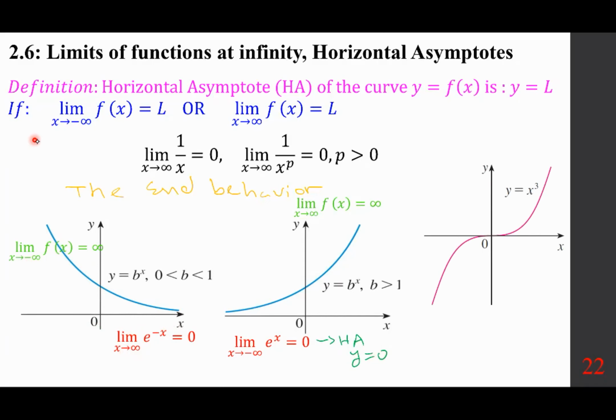Another end behavior deals with y equals x cubed, reminding everyone the graph looks like this, and it's important to know the graph of all essential elementary functions. So we should easily answer this: the limit of f of x as x approaches minus infinity is minus infinity, which refers to the third quadrant, and the limit as x approaches infinity is infinity, which refers to the first quadrant. Again, the end behavior.